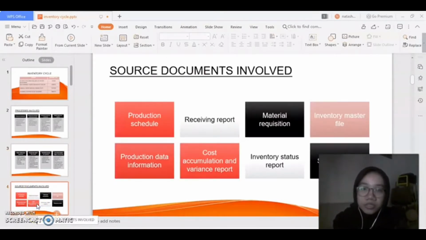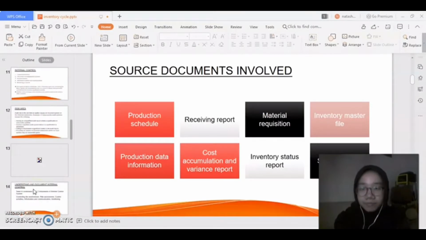And these are the source documents involved in the inventory cycle: production schedule, receiving report, material requisition, inventory master file, production data, cost accumulation and variance report, inventory status, and shipping order.